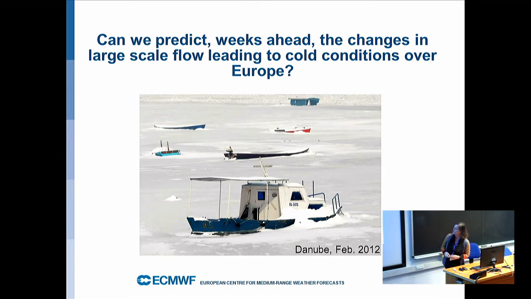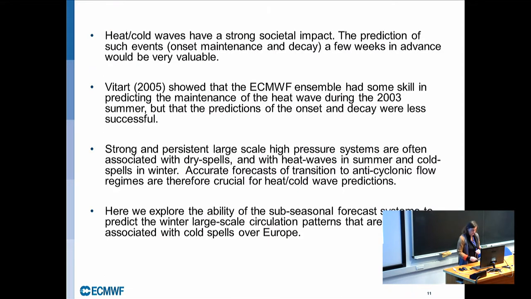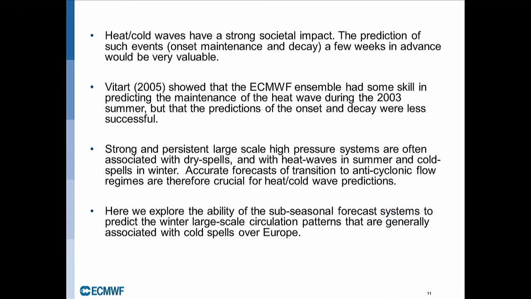This is an example for February 2012, where the waters of the Danube were completely frozen. And so the idea is really, can we make good use of the subseasonal forecast for society? We have been looking at this for quite some time. For example, we have been looking at the ability of the subseasonal forecast in predicting the summer of 2003, and more generally at the ability of the forecast in predicting heat waves.